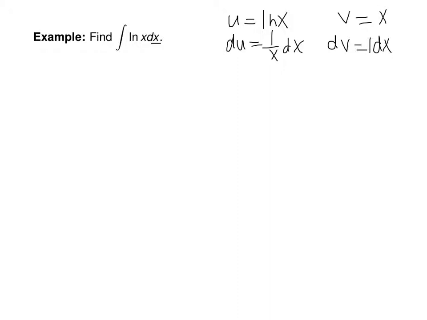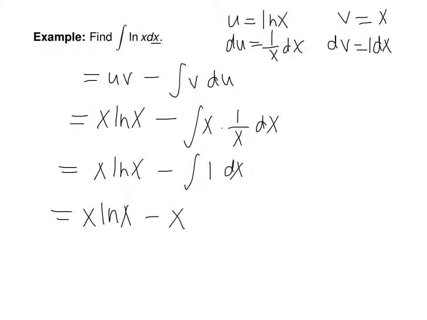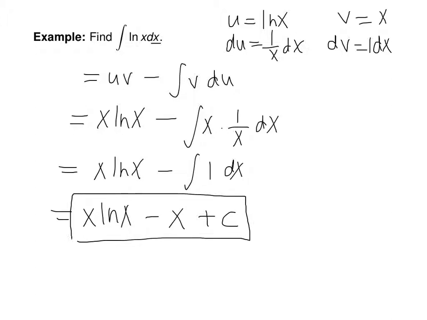So then the antiderivative of ln will be equal to uv minus integral v du. So x ln x minus the antiderivative of x times 1 over x dx. And x times 1 over x is just 1, so I have x ln x minus the antiderivative of 1 dx. Well, the antiderivative of 1 is just x, so x ln x minus x plus c. So that's the antiderivative of ln x. It is x ln x minus x. That's a formula that you can use, but this is where it comes from.